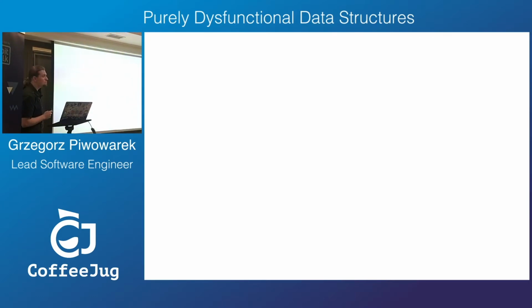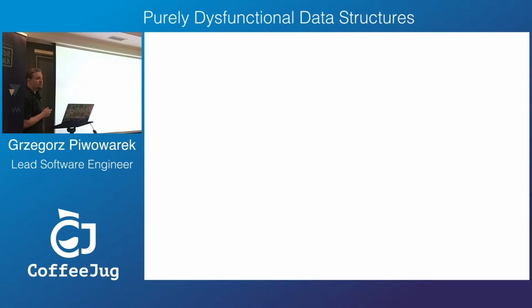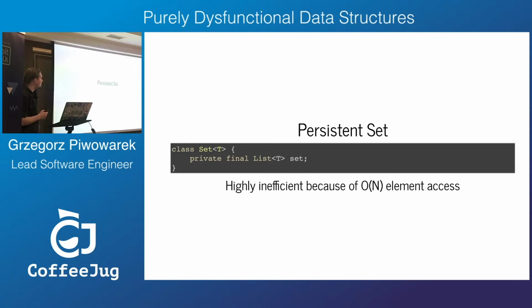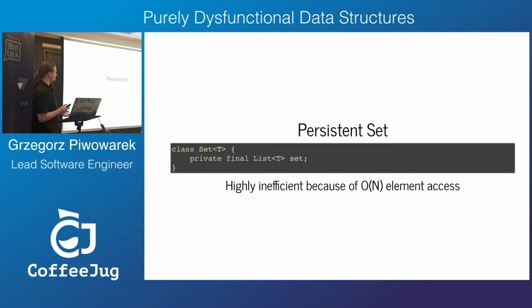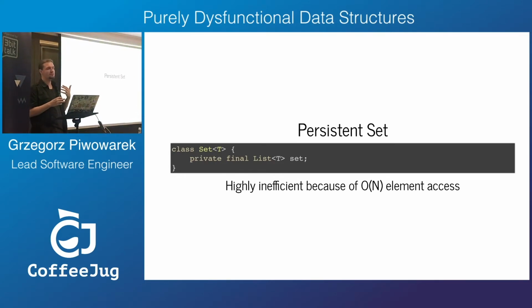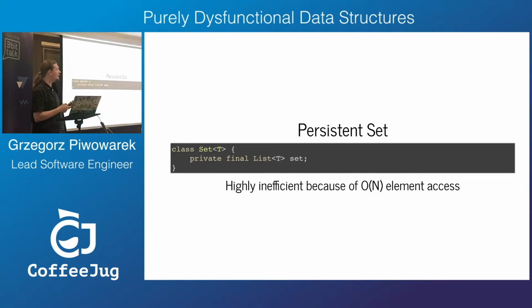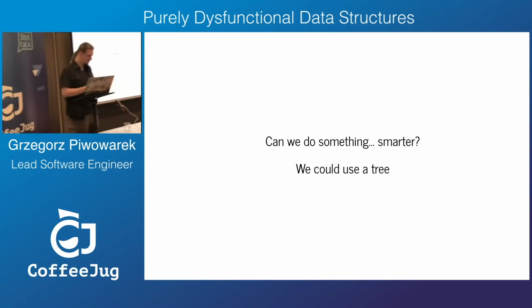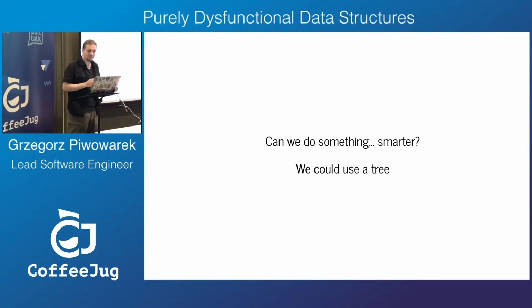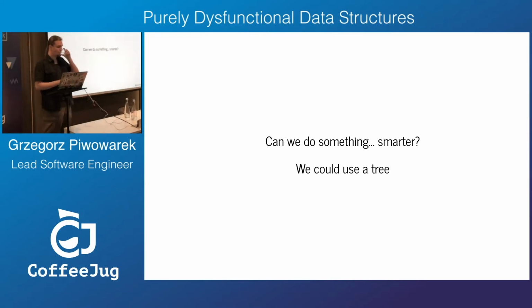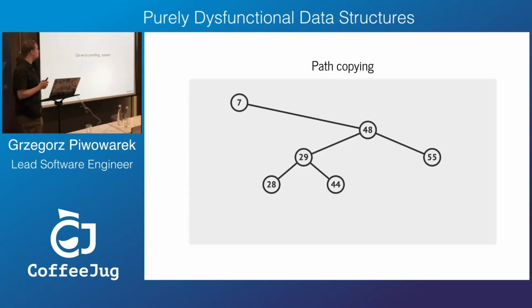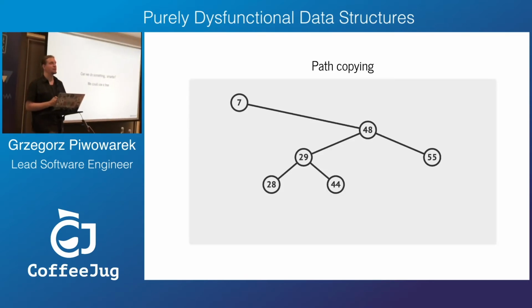So once we went through this, let's actually have a look at how you can implement a persistent set. The thing with sets is that, well, we already know one way of implementing them, as with persistence for data structures, which would be just having a list internally. But can we do something smarter than that? Keep in mind that I said smarter and not better. There's a lot of smart things we can do around that. So we could use a tree. We could use a tree-based structure.